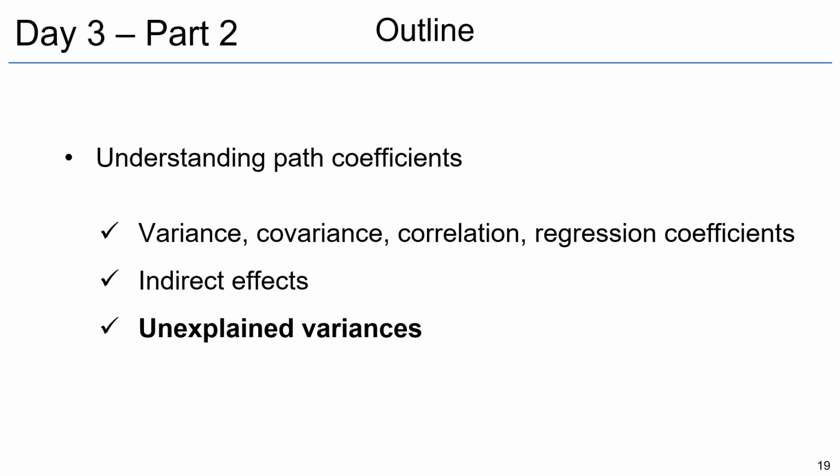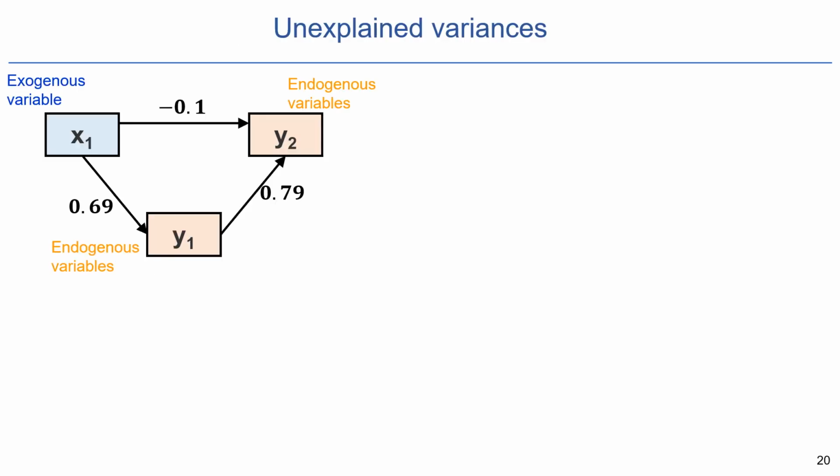And now when we have a basic understanding of path coefficients in the SEM, we can talk about the unexplained variances by our models. Here I recall again our previous example, and I would like to remind that in the SEM, the predictor variables are called exogenous and the response variables are called endogenous. And as you remember from the previous slide, the total effect of x1 on y2 is equal 0.44.